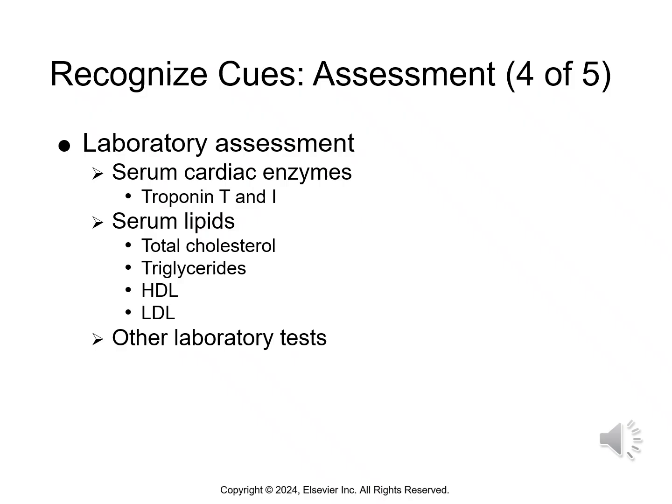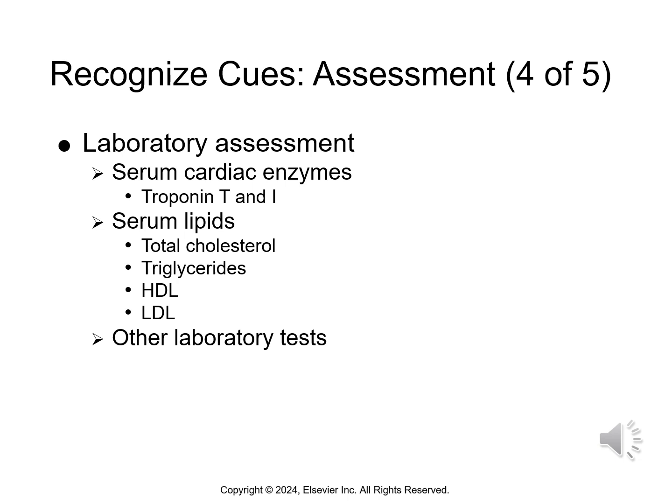We want to look at their plasma high-density lipoproteins. For females, we want to see that those HDLs, or the healthy fats, are greater than 55 milligrams per deciliter in females and greater than 45 milligrams per deciliter in males. In older adults, the range increases with age. If we see elevation, it protects against coronary artery disease.